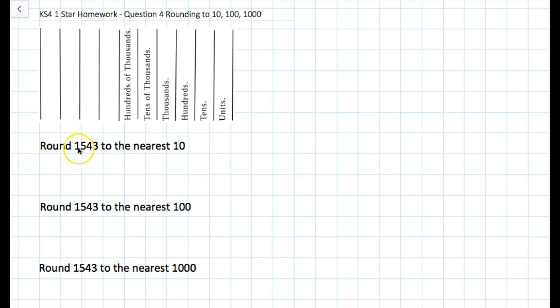So if you're looking to round 1543 to the nearest 10, we're looking for this second digit here to be the most important digit. So this is the one that we're looking to round. The one directly next door, and in this case it's our units, is the one that decides what happens to it. So I'm going to show you a little analogy now that we're going to look at to decide when we're going to round up and when we're going to leave the number as it is.